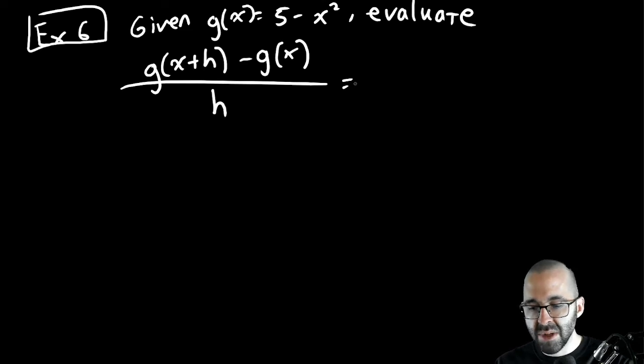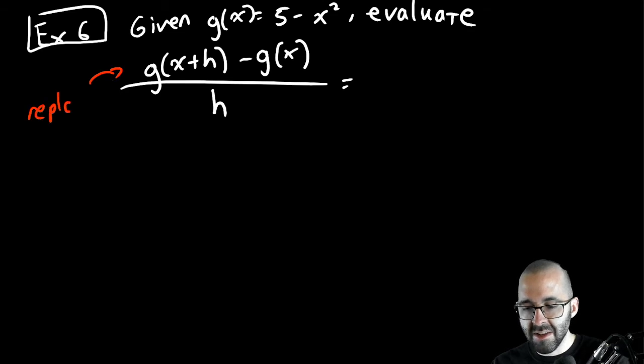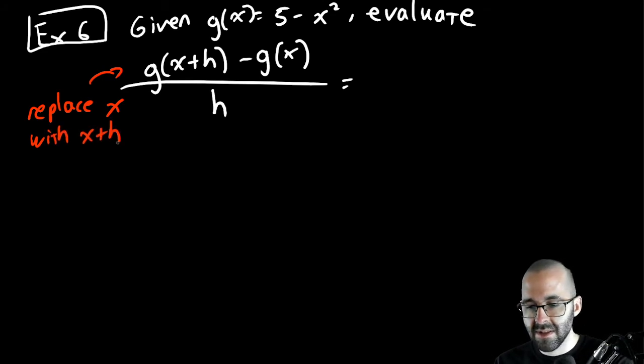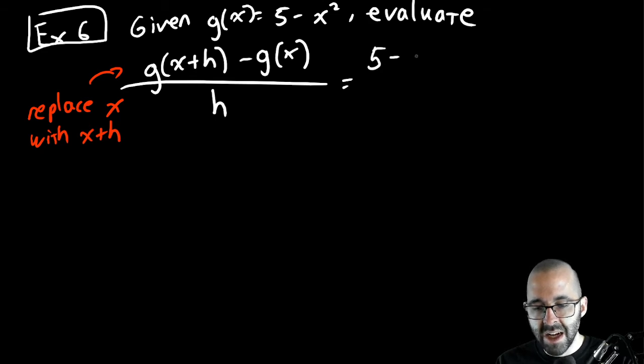So g of x plus h, let's start with this one. This is a little weird. Everywhere that there's an x, we're going to replace with x plus h. Which is kind of weird because they both have x's, but replace x with x plus h. So g of x is this. Let's copy this down, but replace those x's. 5 minus x squared. Replace that x, though, with x plus h.